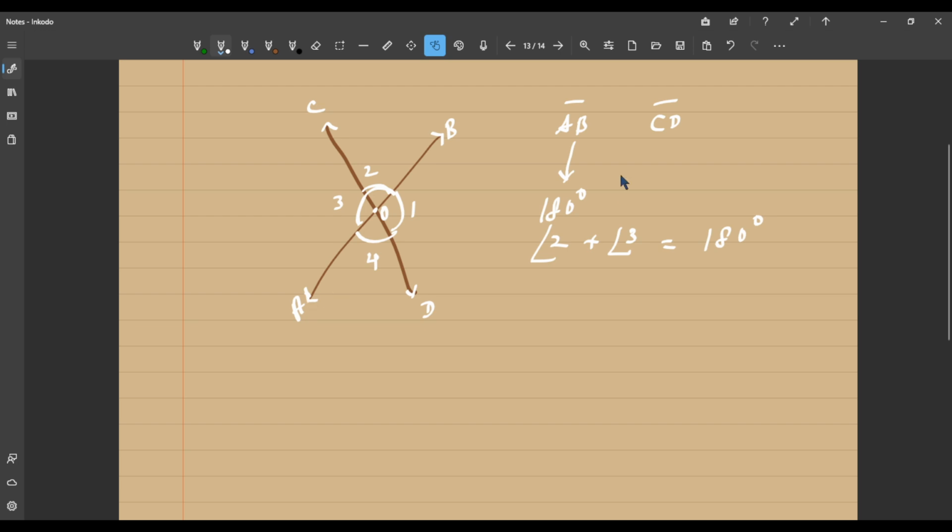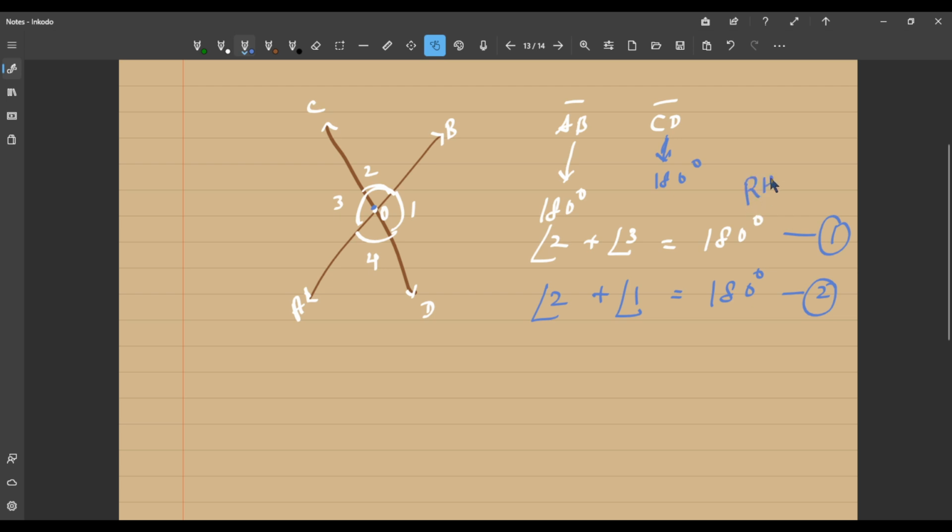Alright. Similarly, if you look at angles at CD, the angles made at the point O by this line CD will also be equal to 180 degrees. So what are those angles here? This is CD and this is O. So you have angle 2 plus angle 1, right, is also equal to 180 degrees. So now we have two equations. Let me call this equation number 1, and this equation number 2.